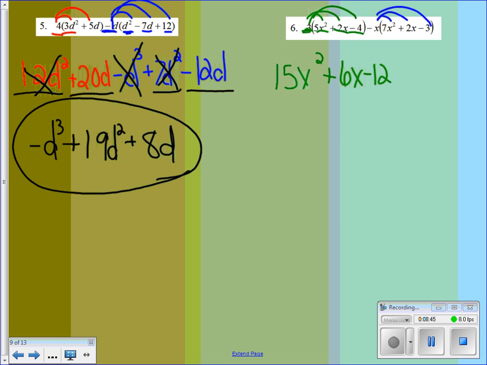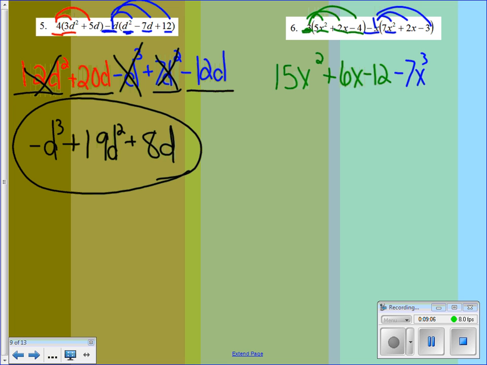Next, I want to distribute this negative x into the polynomial that follows it. So I have negative x times 7x squared. So negative 1 times 7, remember there's that invisible negative 1 out there. Negative 1 times 7 gives me negative 7. X to the first times x squared is going to give me x cubed.